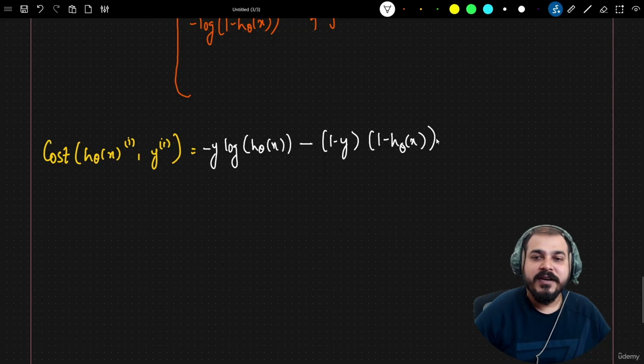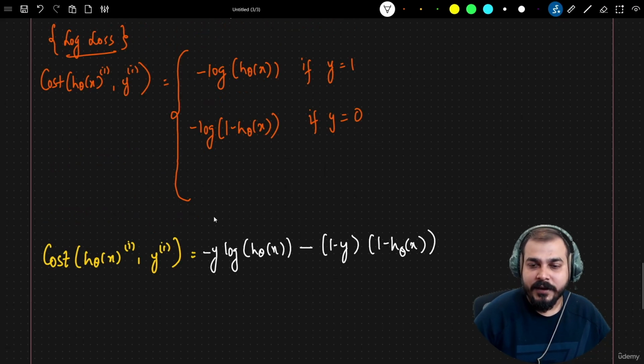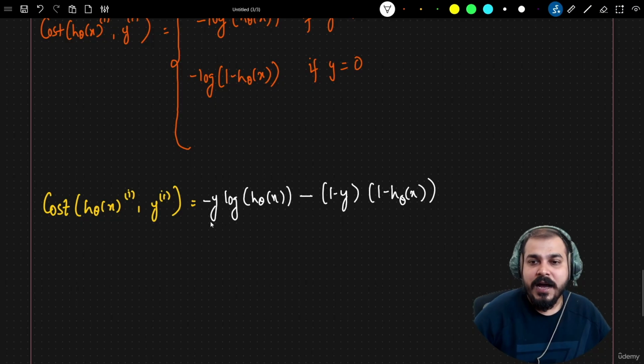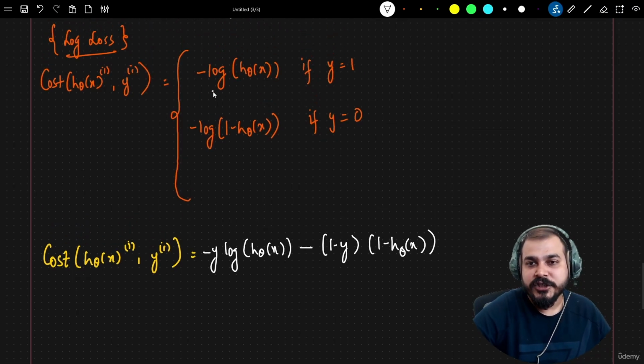Now here you can definitely see that if I replace the y value with 1, I'm going to get this specific equation. If I replace the y value with 0, then what will happen? This will entirely become 0. This into this will become 0. So I am going to get 1 minus 0, which will be 1.